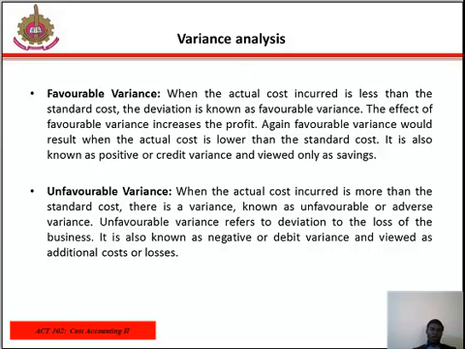Unfavorable variance. When the actual cost incurred is more than the standard cost, there is a variance known as unfavorable or adverse variance. Unfavorable variance refers to a deviation that leads to a loss for the business. It is also known as negative or debit variance and viewed as an additional cost.